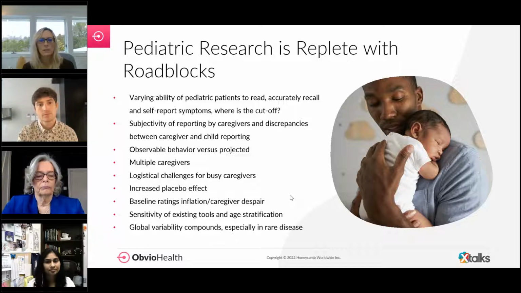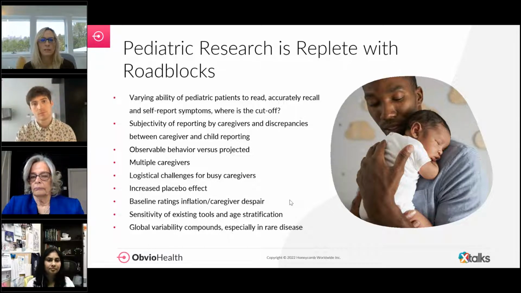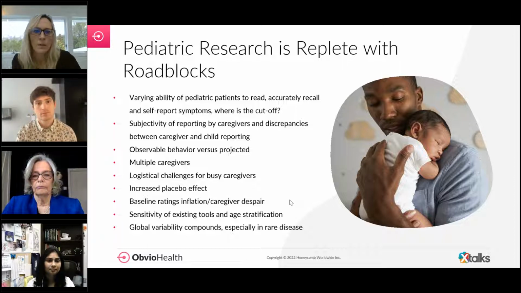And in many cases, knowing this, a clinical trial may be the last hope for that child. So it's very common for caregivers and parents to inflate ratings at baseline out of despair. And as soon as the child is enrolled in the study, those ratings come down. It has nothing to do with intervention or therapeutic progression or regression.